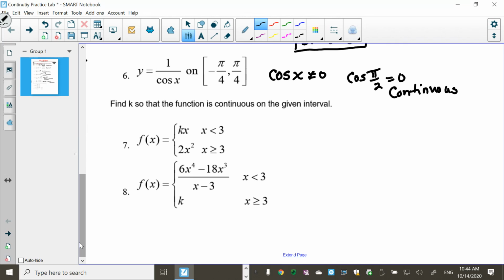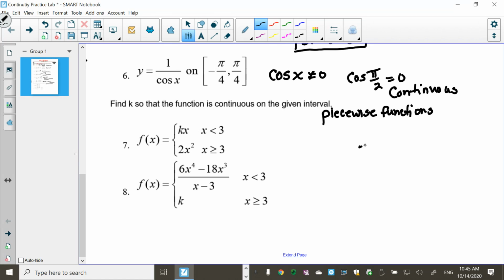Now, 7 and 8 are a little bit different, and we're talking about find k so the function is continuous on a given interval. I want you to think of the piecewise functions we talked about earlier this year, okay? And as you see below, they're both piecewise functions. And remember when we had piecewise functions, that if we were going to graph it where it was continuous, where I didn't pick up my pencil, my y's had to match at both pieces for it to be the same.